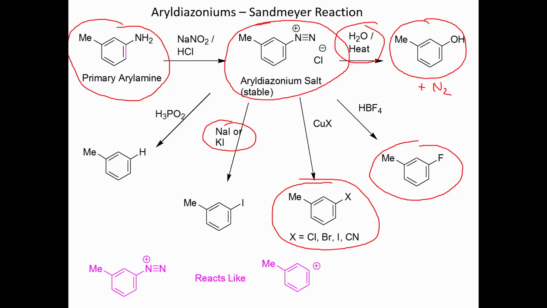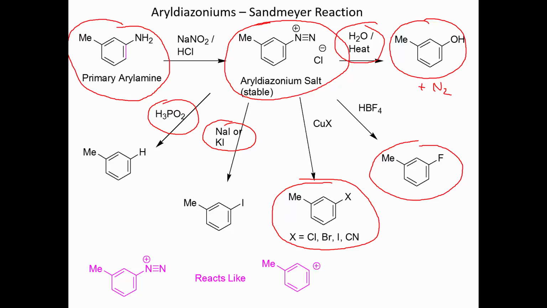Okay, if you want to reduce the diazonium salt back down to a corresponding hydrocarbon, you can use hypophosphorous acid. Ideally, we don't really want to use this reaction because it just took us back to where we came from, but sometimes it can be necessary to do things like that.